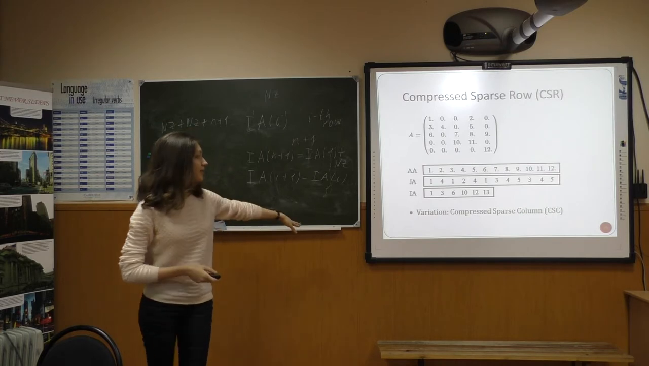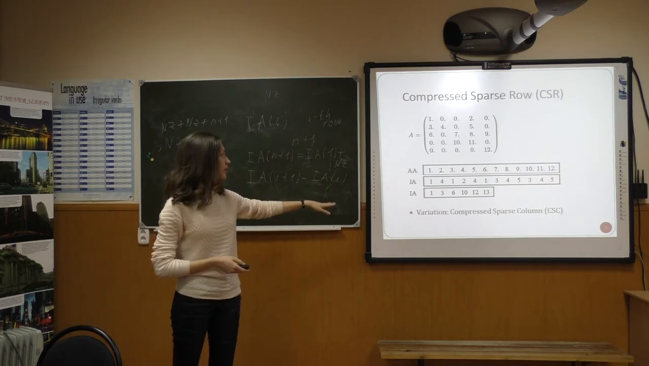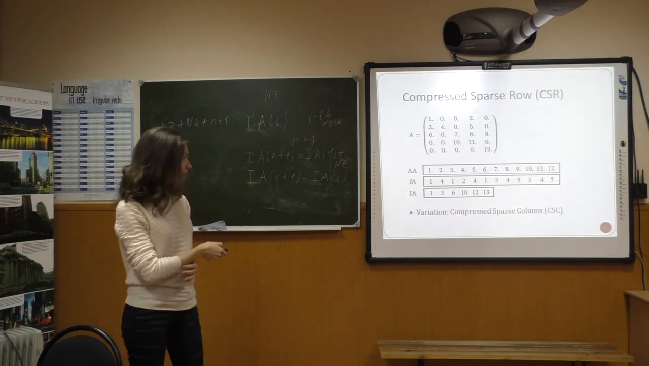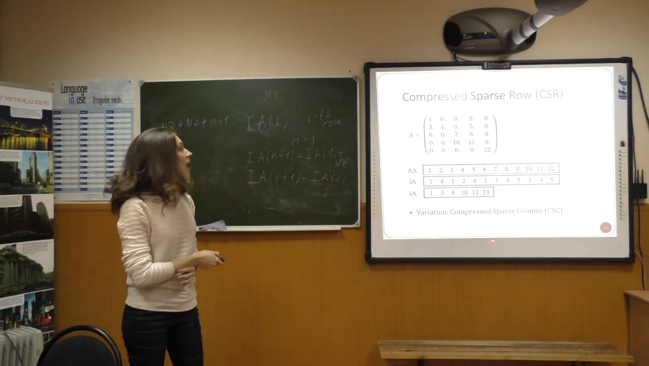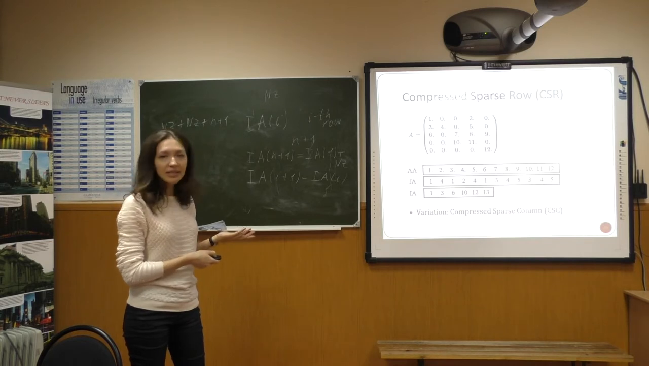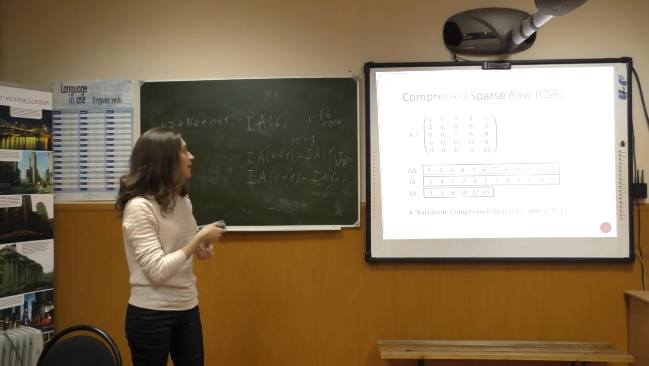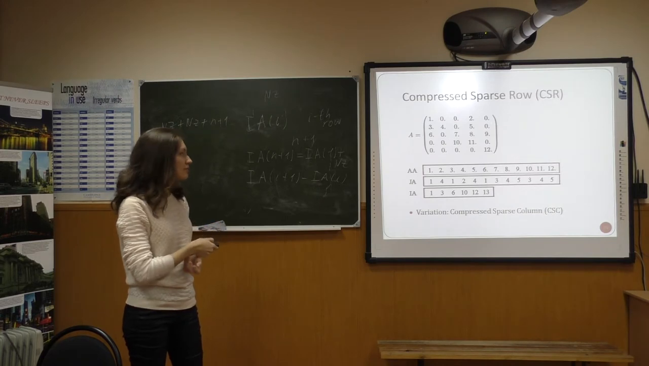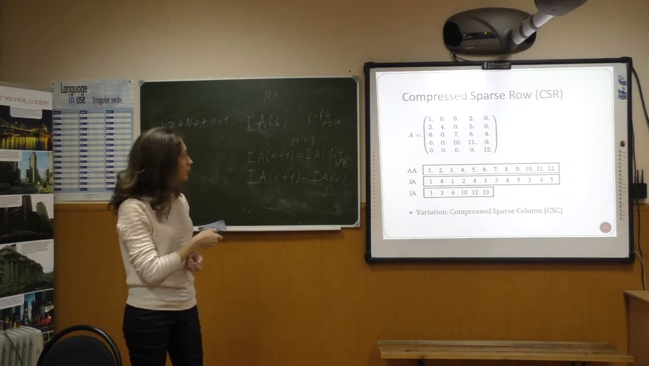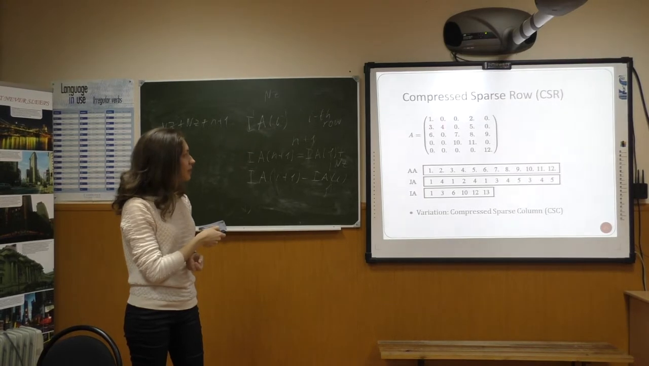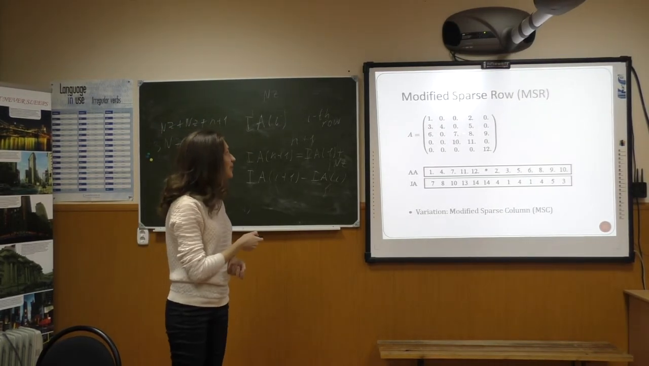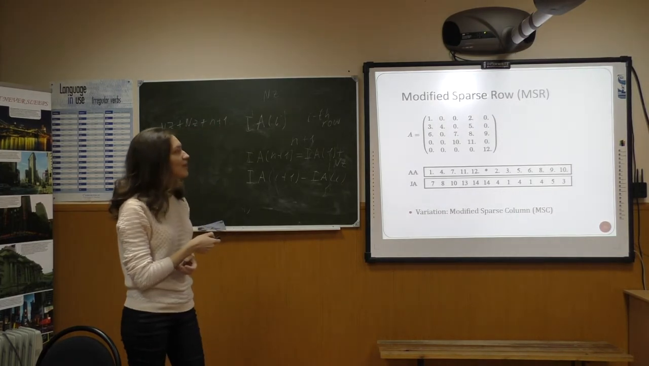Okay, so the modification, the variation will be compressed sparse column format. And the idea here is clear. We can store the elements by columns, and we will have the same arrays, but we will list these elements of the matrix by columns. Okay. So let me show you also the modified sparse row.